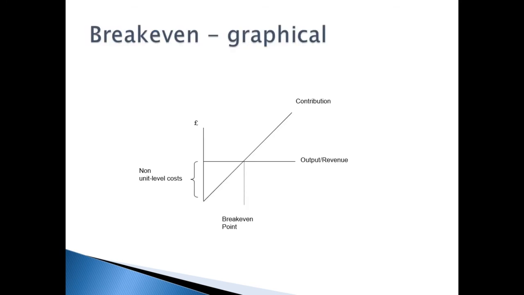So you can see here that we get a little bit of contribution for every unit, and it keeps going up and up and up the more units we sell, and we're slowly paying off all those non-unit level costs, and then once we reach the break-even point, the contribution is all profit.